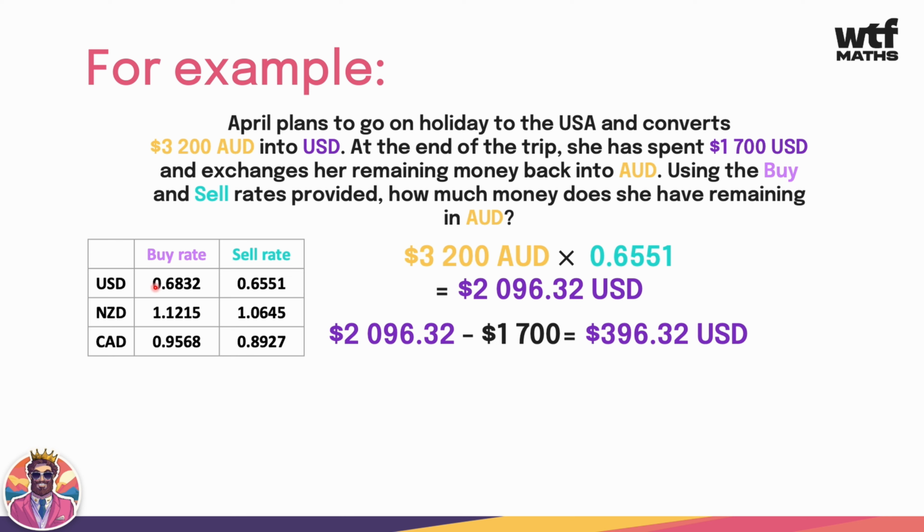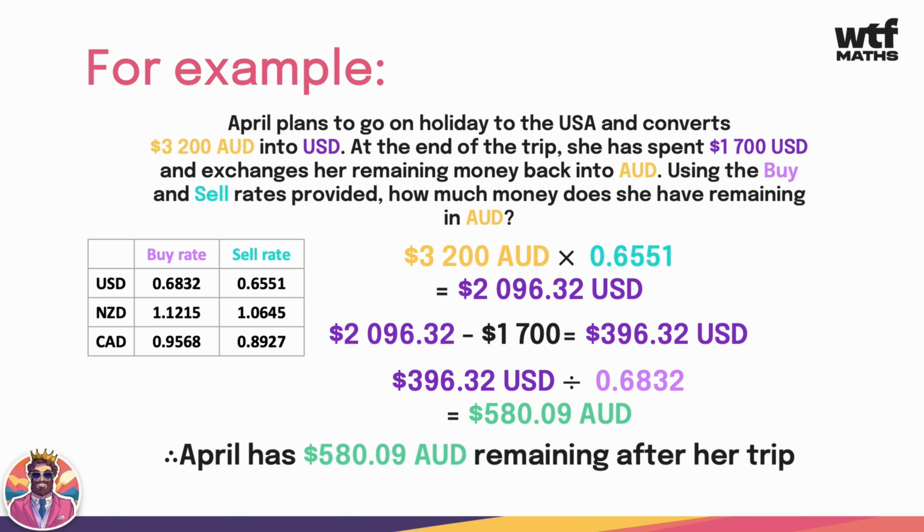Now, if we want to turn that back into Australian dollars at the exchange service, we're going to look at the buy rate. This is the rate that they're buying back United States dollars from us. So we go 396.32 divided by 0.6832 will end up with $580.09 Australian. So overall, April has $580.09 Australian remaining after her trip.